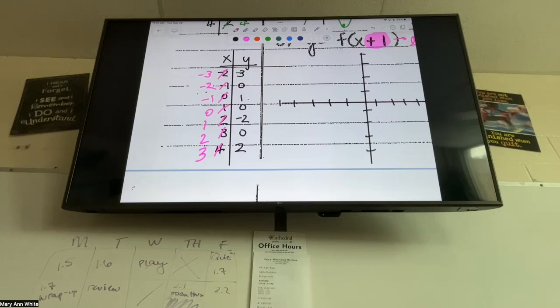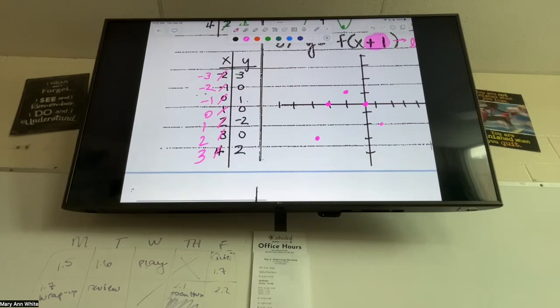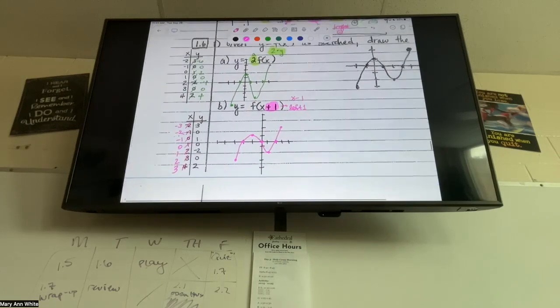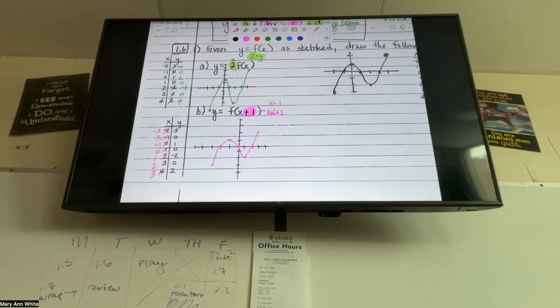So (-3, -3), (-2, 0), (-1, 1), (0, 0), (1, -2), (2, 0), (3, 2). Once I fix my T-tables, once I adjust it, once I graph it, I go back to look at my original graph, and it should look like I just moved it to the left 1 unit.